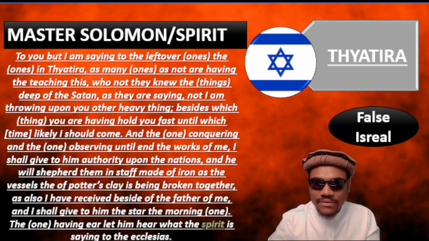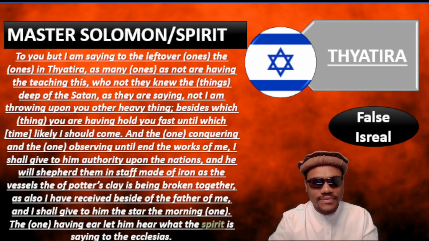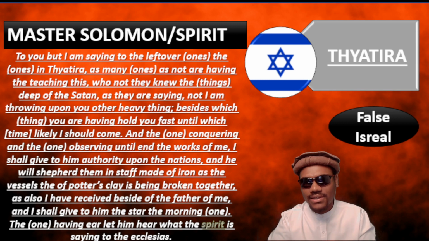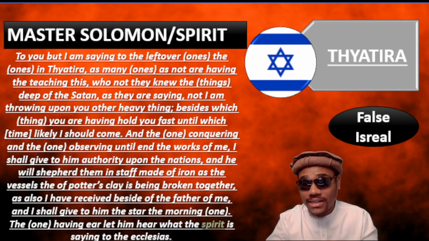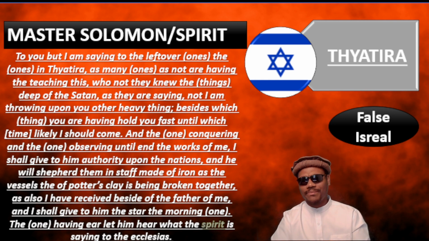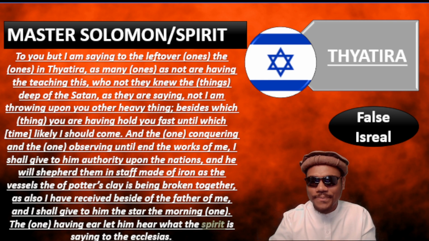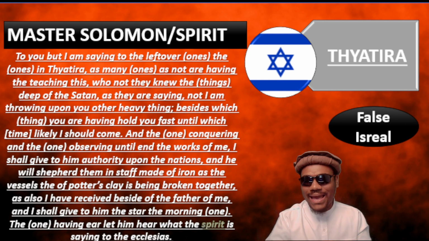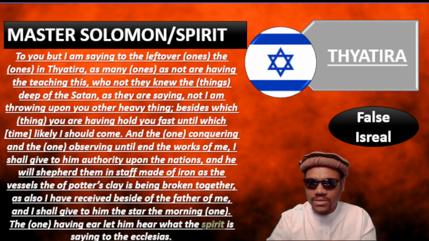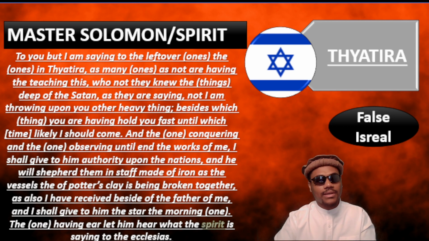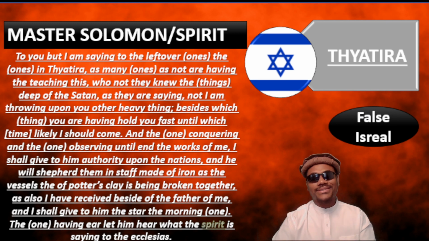It's speaking about their identification, the conquering, the one observing until the end of the works of me. I should give authority upon the nations. So that means that's an authority switch. Something about to happen. Something about to go down. And he will shepherd them with a staff made of iron. That's a new ruler. That's something happening right there, brothers and sisters. Being broken together, things again. You see, there's a lot in there.